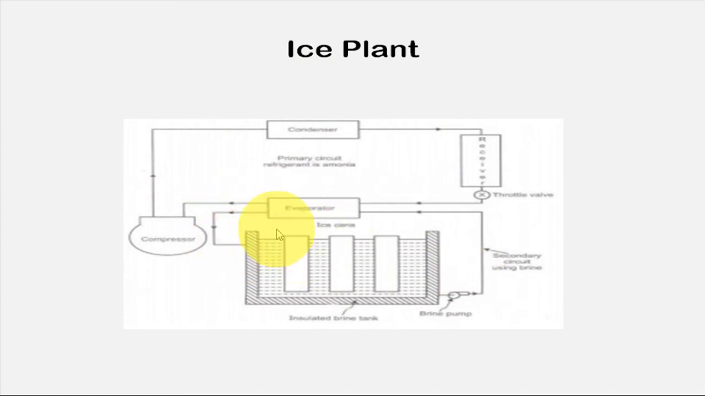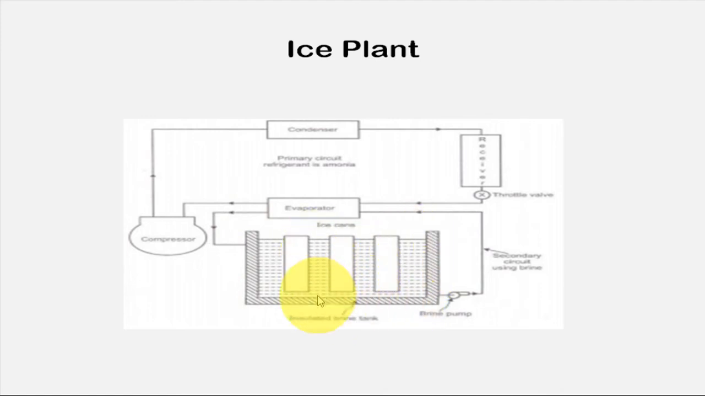So an example of a secondary refrigerant: if you add salt into water, then a solution is formed, and that is called brine solution. So water plus salt solution is called brine solution. So here is the tank. In that tank, this solution is there, it is brine solution.